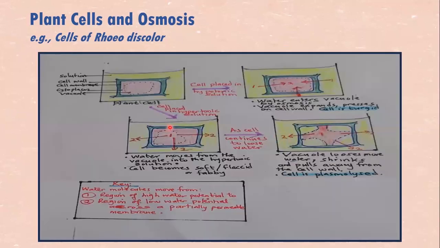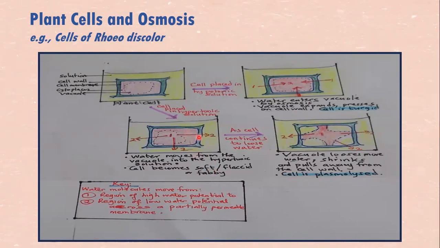Well, we come back on the other hand to look at the cell placed in a hypertonic solution here on the slide. So water molecules move from the region of high water potential, which is the cell contents, into the hypertonic solution. Water molecules move from the vacuole, and water molecules keep on moving out into the hypertonic solution, across the partially permeable membrane, until the cell becomes soft or flaccid or flabby.